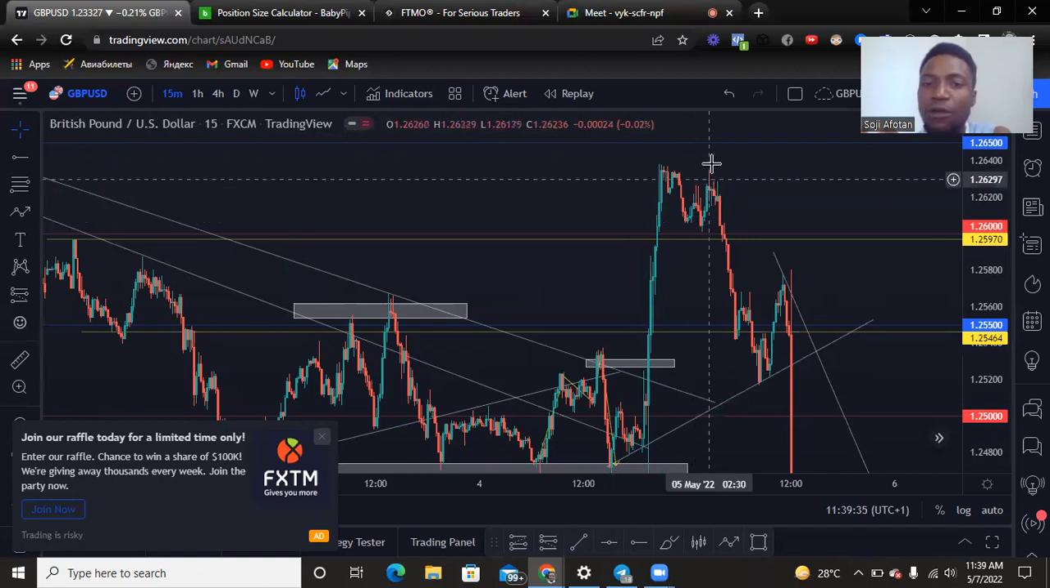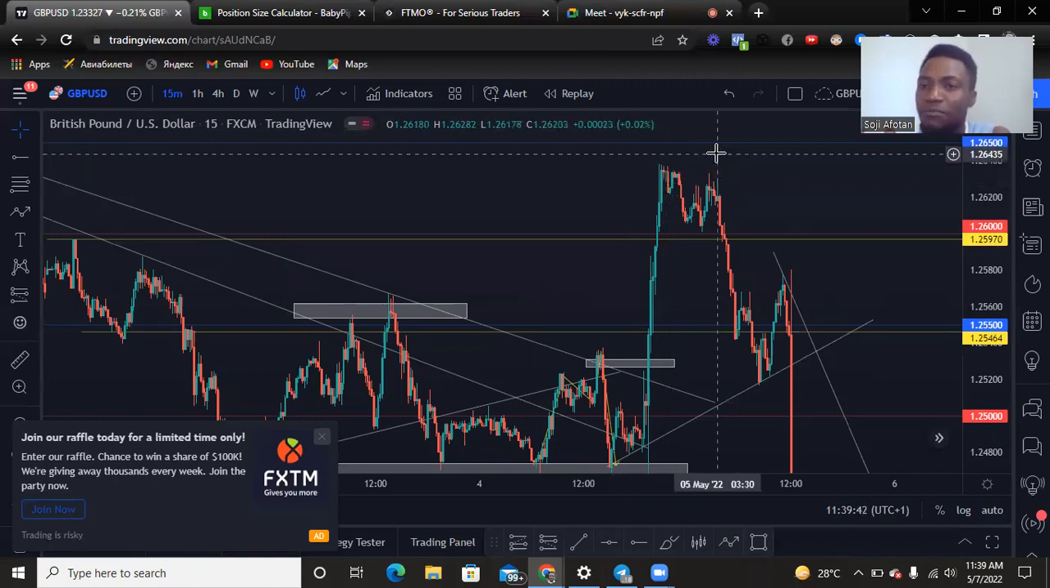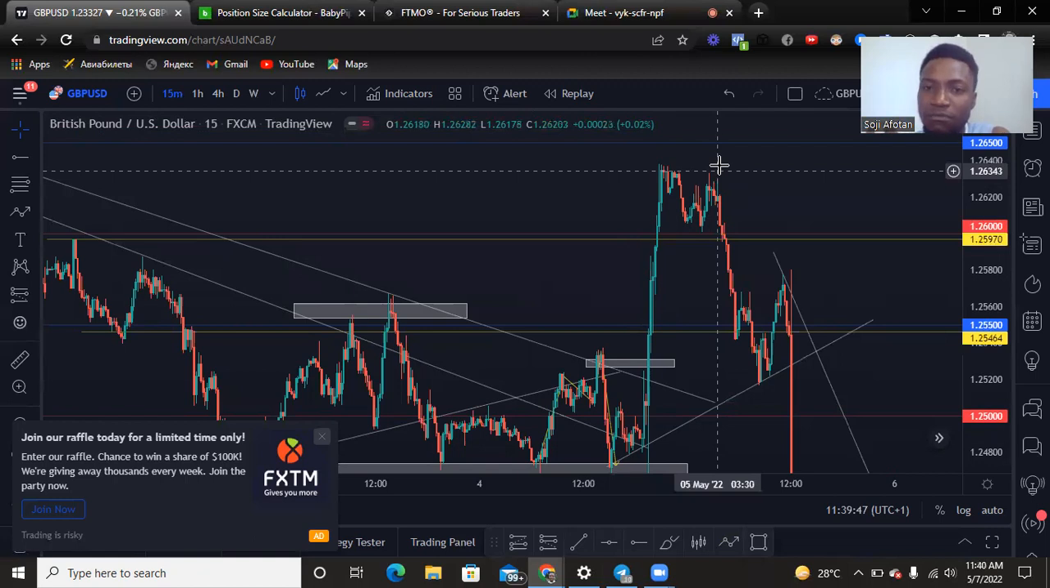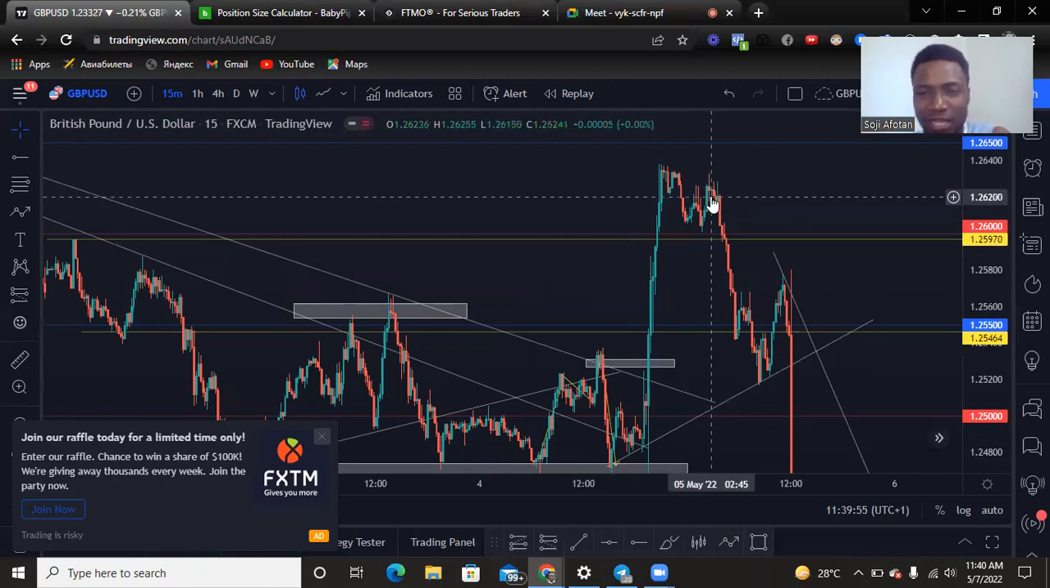Then you notice how it will be unable to break this other high. There are times it could break it by maybe 10 or 15 pips, and there are times it will not even move up to this other high. It could just be below it by maybe 5 or 10 pips.